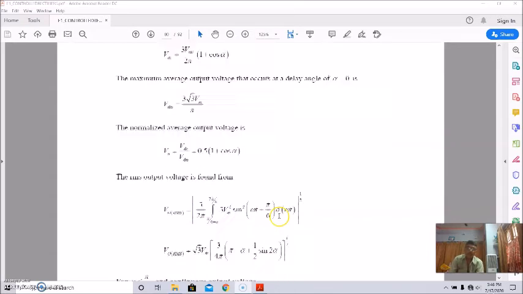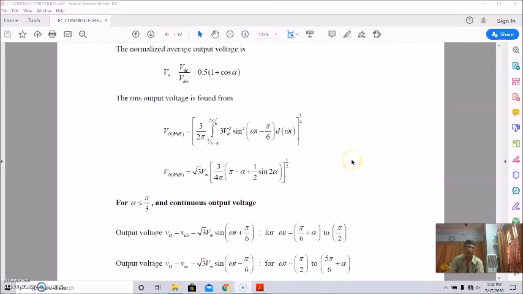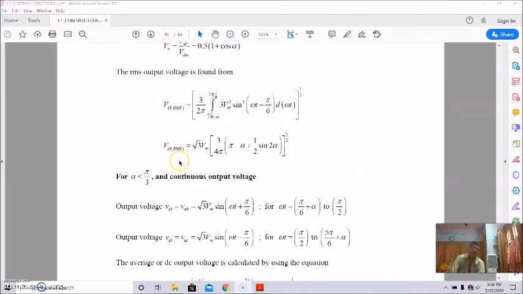The RMS output voltage is found from these expressions: 3 by 2 pi integration over pi by 6 plus alpha to 7 pi by 6 of 3 Vm square sine square omega t minus pi by 6 d omega t, to the power half. After calculations and putting the limits, the RMS value of the output voltage will be root 3 Vm root over 3 by 4 pi into pi minus alpha plus half sine 2 alpha.